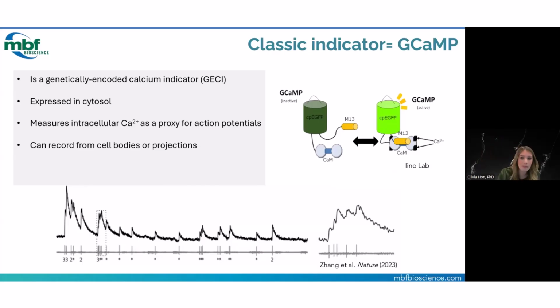With GCaMP, because it fills the cells, you can record both from cell bodies and terminals. And there are also red-shifted calcium indicators like RCaMP and jRGECO that allow you to record calcium with a red fluorescent protein instead of green, which gives you the ability to record two different signals at the same time.